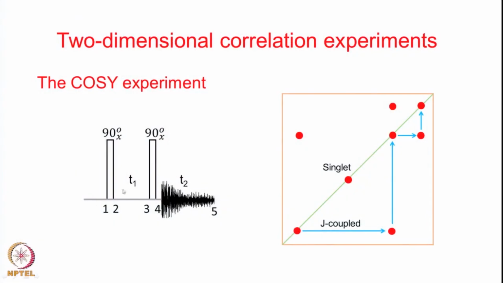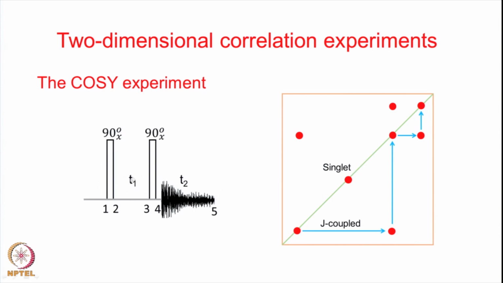This is the pulse sequence of the COSY experiment, which is very simple. It consists of two pulses, 90x and then the T1 period, then 90x, then the T2 period. T1 is one independent time variable which is systematically incremented from one experiment to another, and T2 is a time period which is the acquisition period where you actually collect the data.